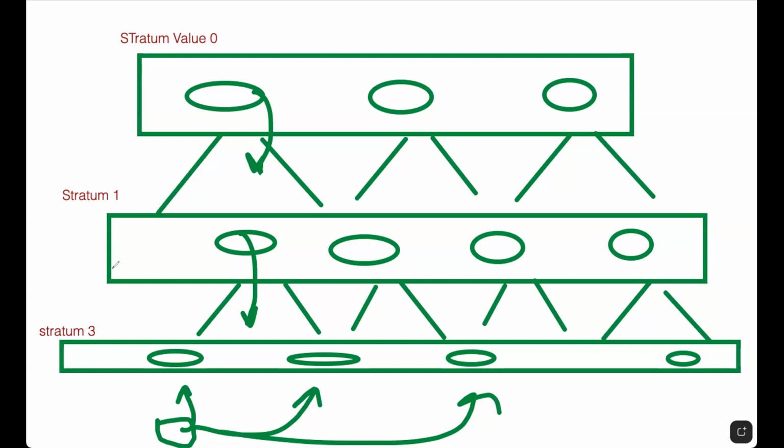Yeah, accuracy. So stratum value 0 has the most accurate clock. From there, the next accurate is stratum value 1, and then stratum value 2, and then stratum value 3. So that is how the stratum works. That is how the NTP works.